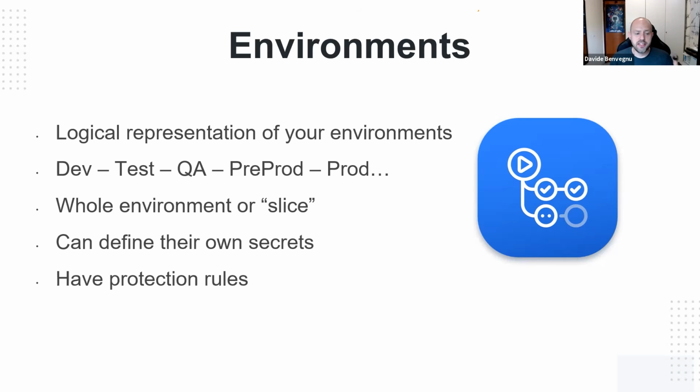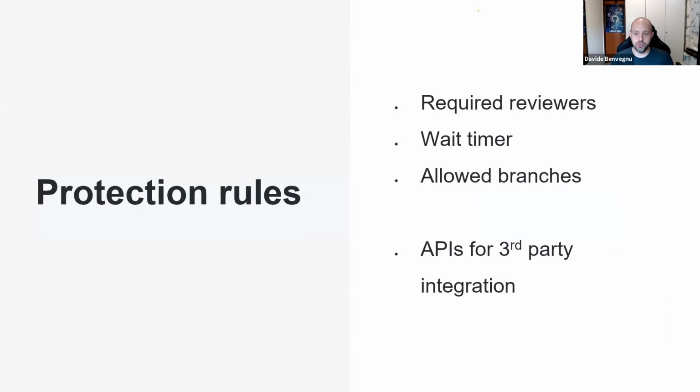An important thing is that they can define their own secrets, and even more importantly, they have protection rules. So what are protection rules? First of all, we can define required reviewers. And this is what allows us to have approvals. Control on deployment means most of the time that there must be a project manager or a deployment manager, or whatever they call him, to click on the deploy button to approve a deployment in a specific environment. With the protection rules of environments, we can do that.